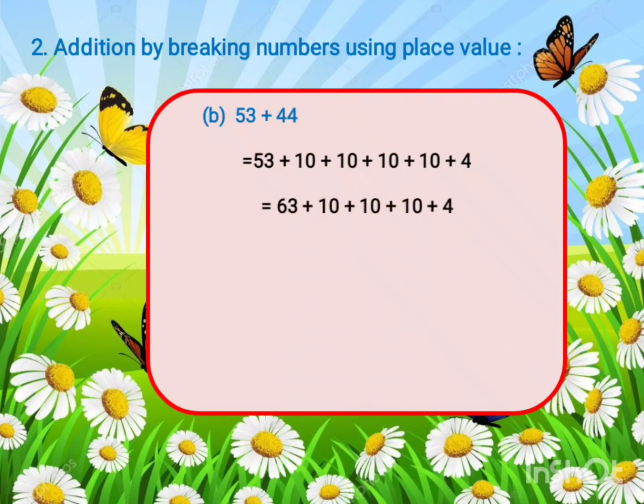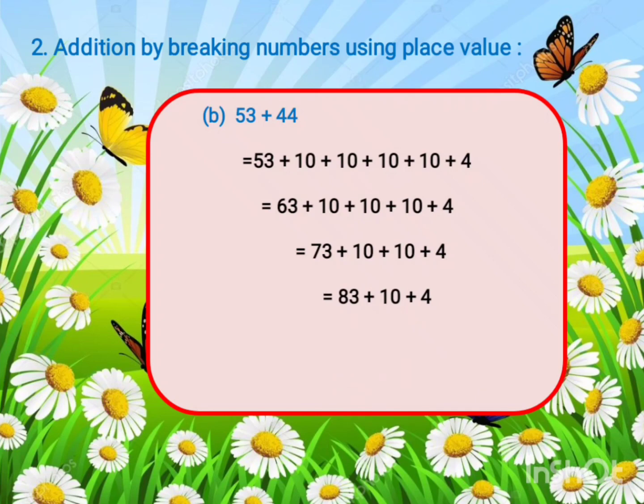In the second step, we add 53 with the first 10 and we get 63. 63 is added with the remaining 3 tens and 4 ones. So we write 63 plus 10 plus 10 plus 10 plus 4. Similarly, we again add 63 plus 10 and we get 73. 73 is added with the remaining 2 tens and 4 ones. And we write 73 plus 10 plus 10 plus 4.